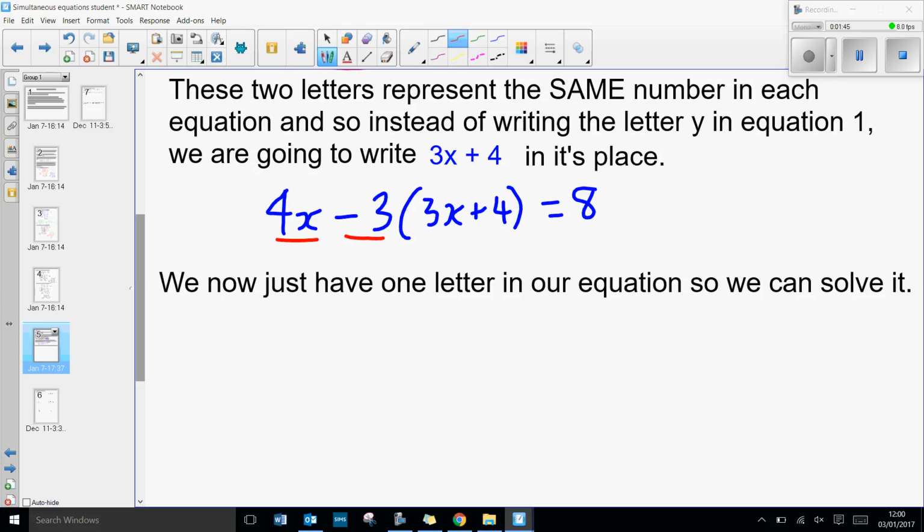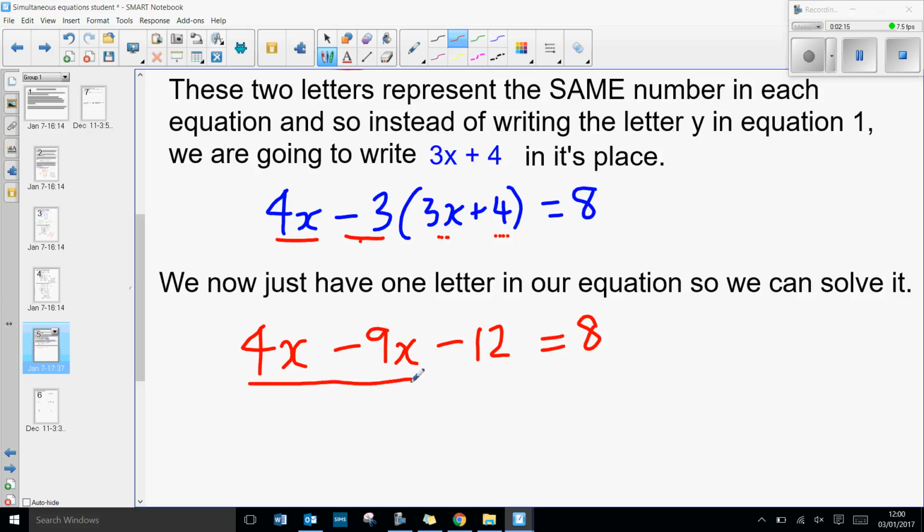Now remember, the -3 in front of the bracket means that both the two items inside the bracket have to be multiplied by -3. So this initial 4x is stuck there on its own. We've got -3 lots of 3x gives us -9x. And then we've got -3 times the positive 4 gives us -12. So we've expanded our brackets first. We're then going to join like terms. Now we've got 4x and -9x, both on the same side of the equal sign, so they would just be joined together to become -5x.